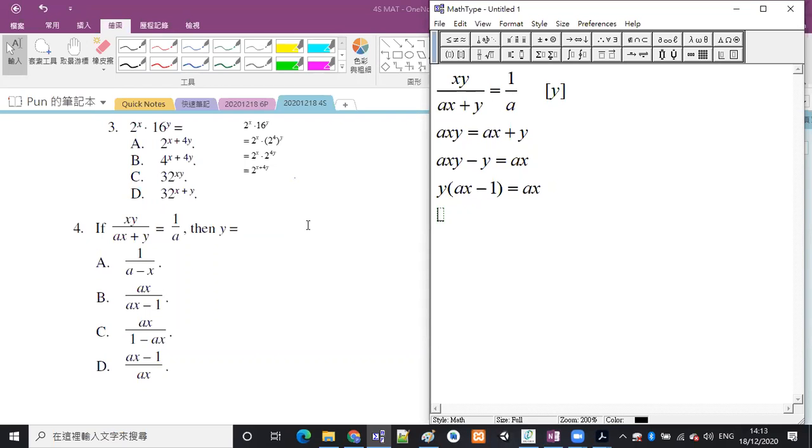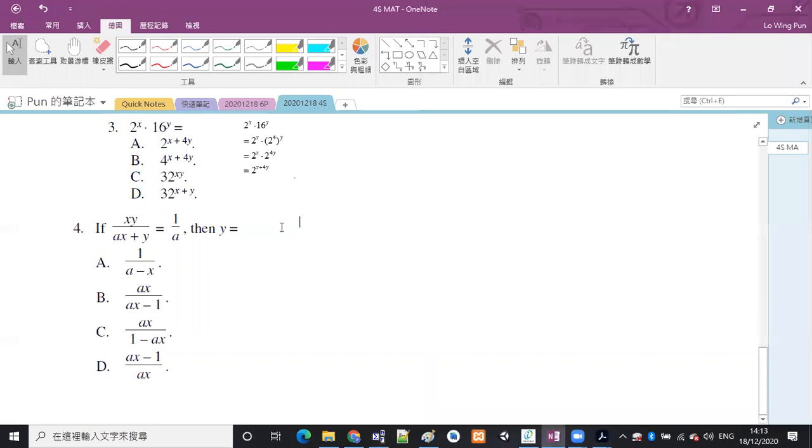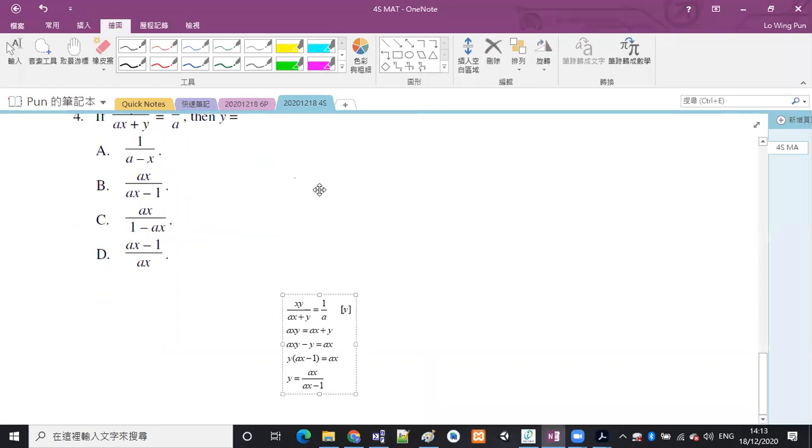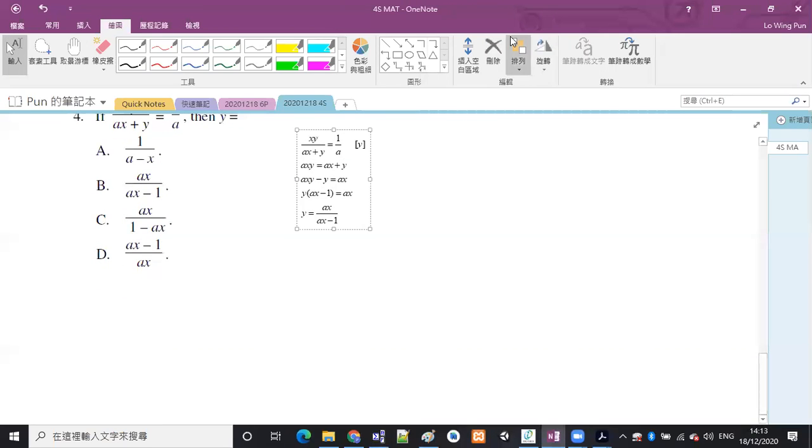And then we just divide the bracket to the right-hand side. So ax over ax minus 1. And y is alone on one side, and on the other side there is no more y. So y is the subject now, and this will be the answer. So the answer is option B. Get it?